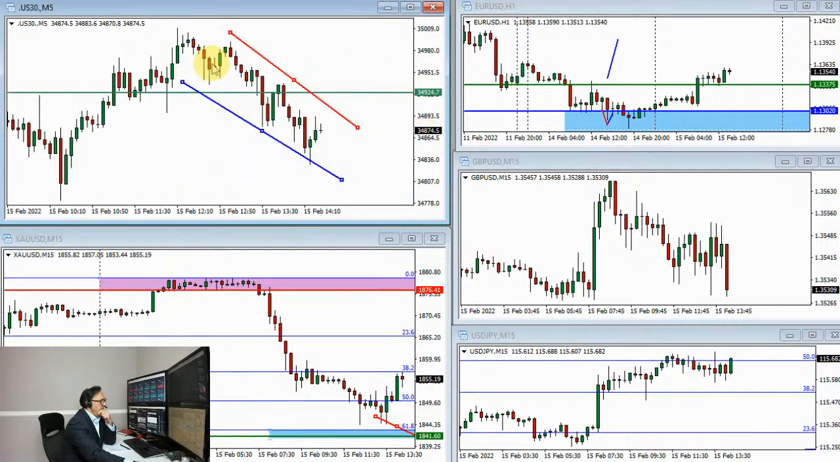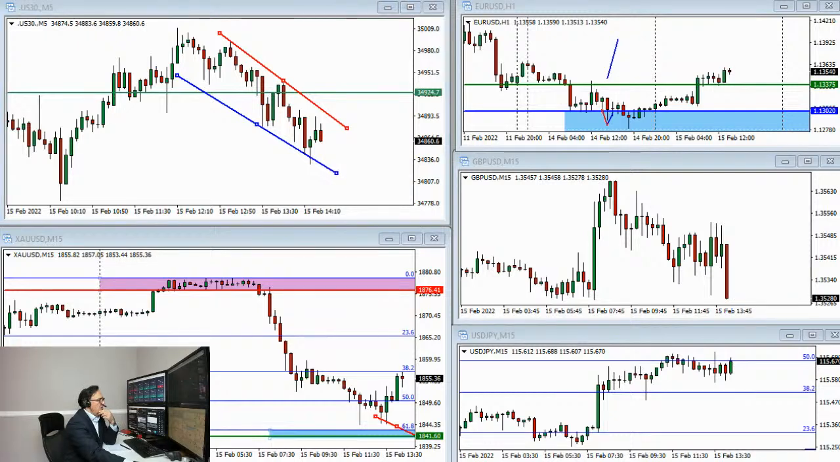Let me see. So yeah, here we go. It's forming. This is my gold, 1855. There is a bit of a pause. Cable is pushing lower, so cable lower is normally good for FTSE. So cable goes down, FTSE goes up. That's normally the case. It's not happening at the moment, but that's normally the case.